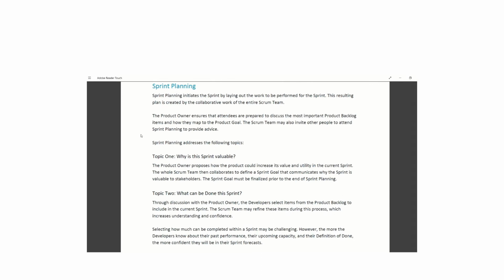Topic 2. What can be done this sprint? Through discussion with the product owner, the developers select items from the product backlog to include in the current sprint. The Scrum team may refine these items during this process, which increases understanding and confidence. Selecting how much can be completed within a sprint may be challenging. However, the more developers know about past performance, their upcoming capacity, and their definition of done, the more confident they will be in their sprint forecasts.